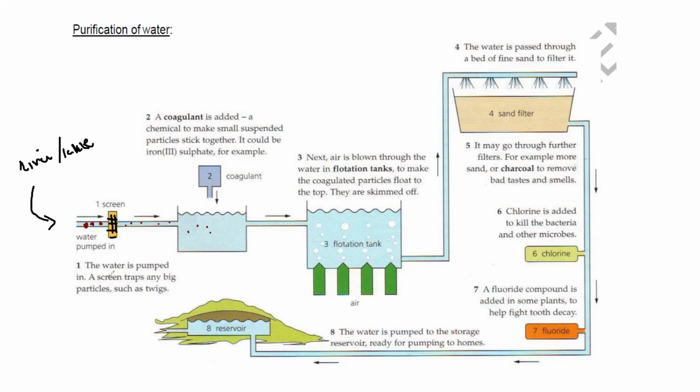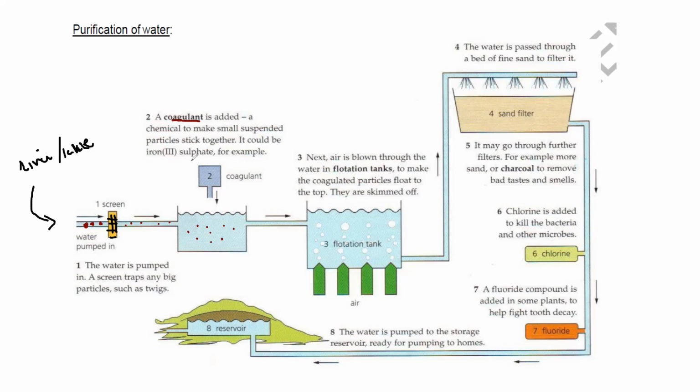So water is pumped in and a screen traps any big particles such as twigs, and the lighter small particles can pass through this screen. Then the second thing we do is add a coagulant. A coagulant means a substance, a compound which can join up the small particles. Normally we use iron 3 sulfate. So we add a coagulant, a chemical, to make the small suspended particles stick together.